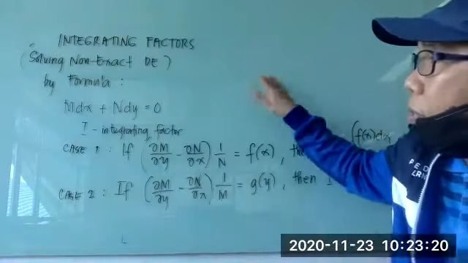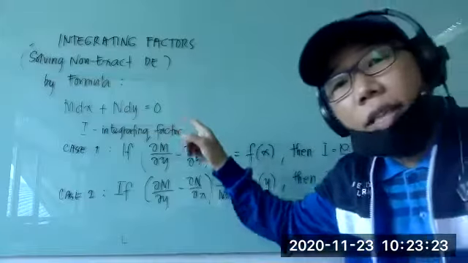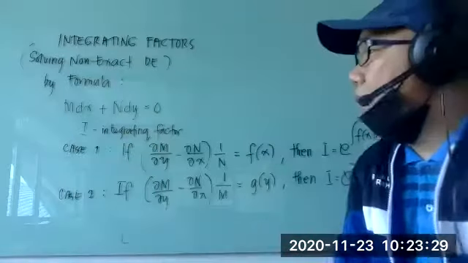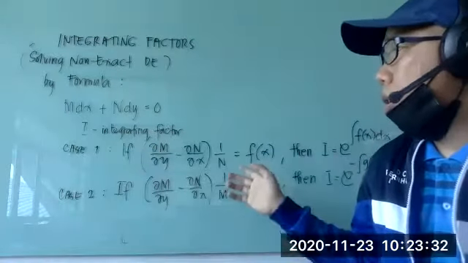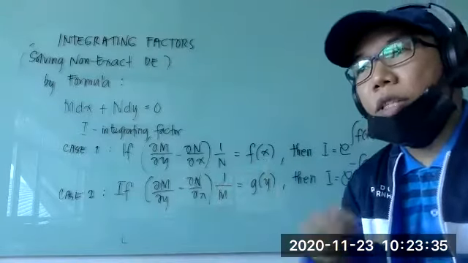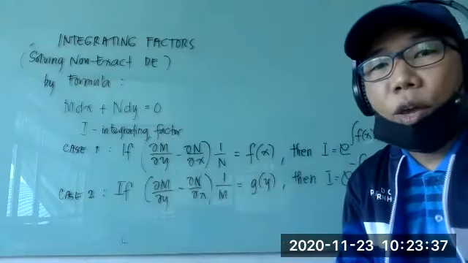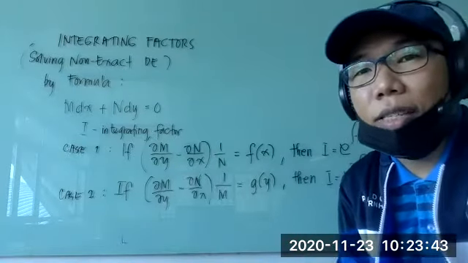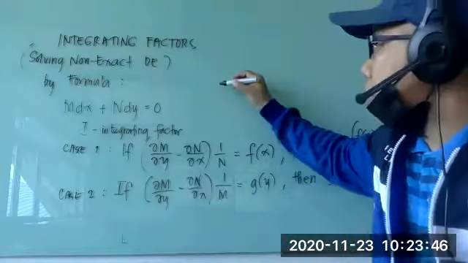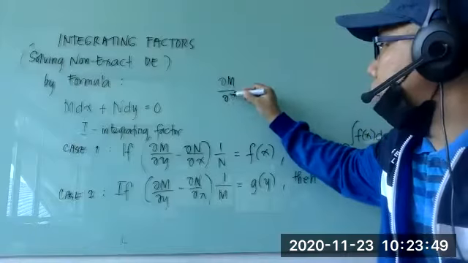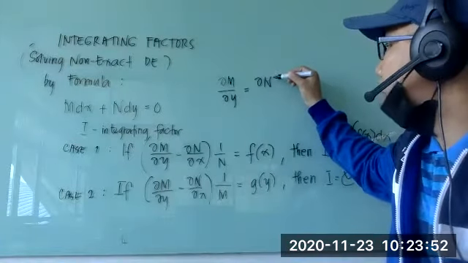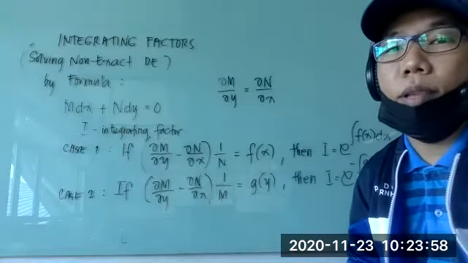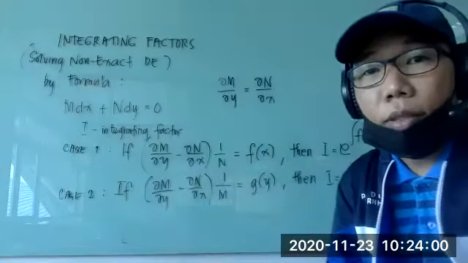Okay, so again, for a DE that is a non-exact DE, this is our form: M dx plus N dy, and we let I be the integrating factor. Now, what we do to determine if the equation is exact is we utilize the test for exactness. Do you still recall the test for exactness, that the partial derivative of M with respect to y should be equal to the partial derivative of N with respect to x? If this condition is met, the equation is exact.